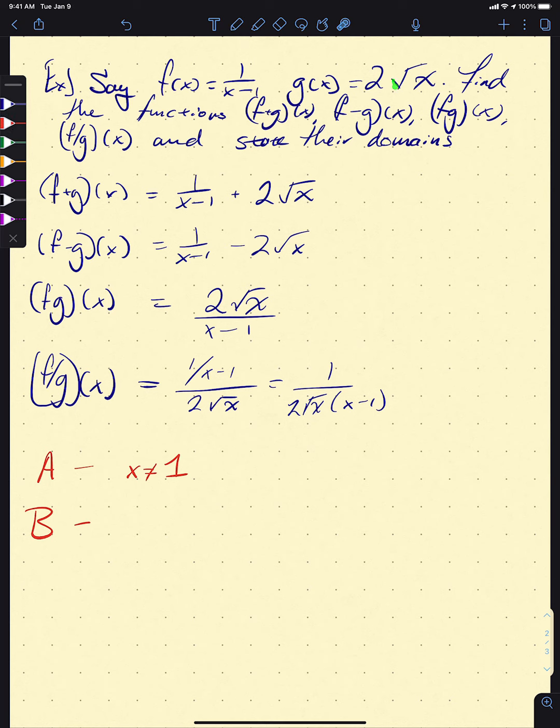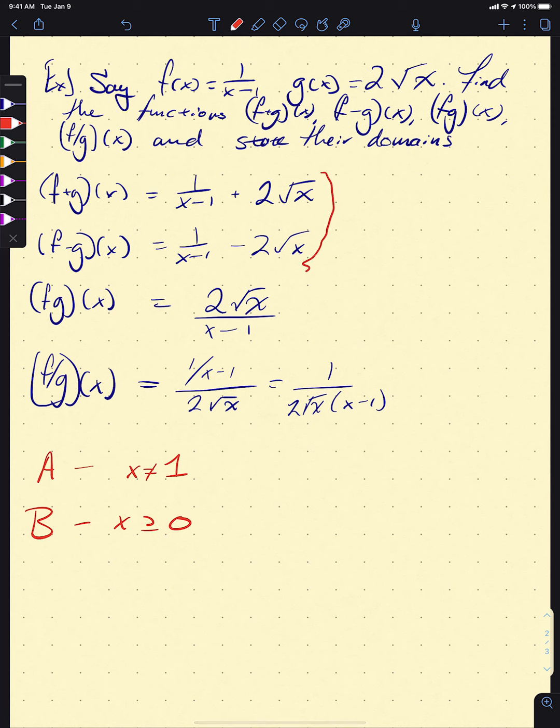And what about B? Well, we're taking this square root here, right? And so that means that the input to that square root cannot be negative, right? So B is everywhere greater than or equal to 0, okay?